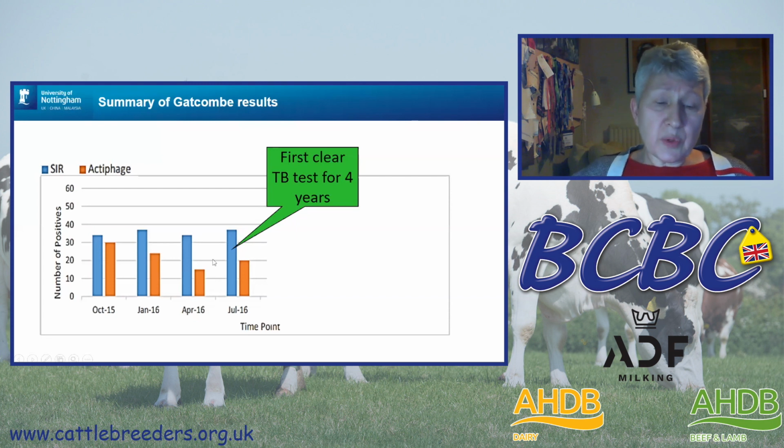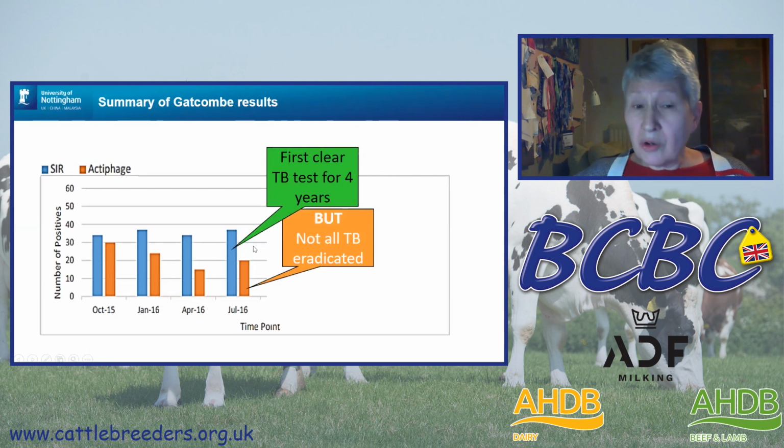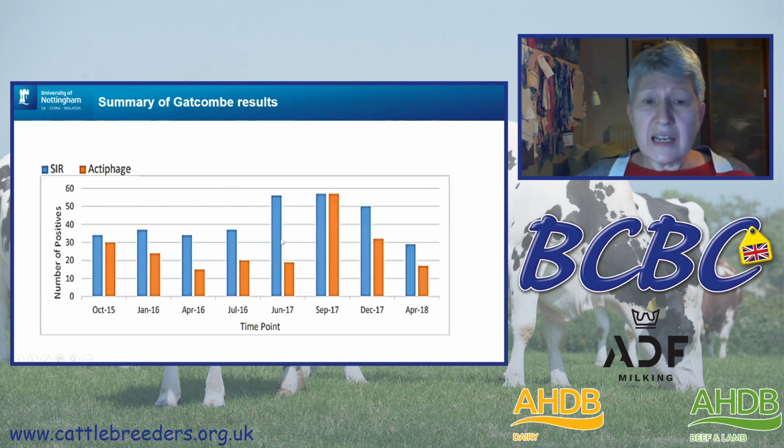Now, this process went on, and there was other control measures happening. And over that time, we still were seeing positive results, but it seemed to be declining. And at this point, the farm got their first clear test for 4 years. But we knew that not all of the TB was eradicated. So Dick asked for permission to carry on testing, and then things got a little muddy, and testing was suspended for a while. But eventually, after negotiation, we were allowed to restart the program in June 2017.